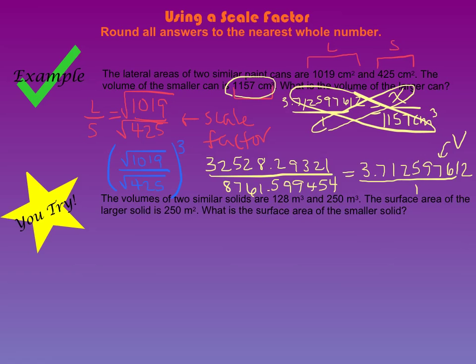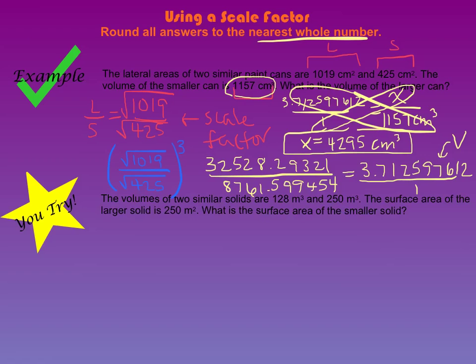So I get x equals, I need to take this number that we just found as our ratio, and I have to multiply it by 1,157. And my answer that I get when I do that is 4,295. The directions say round all to the nearest whole number. It's 0.4, so that's exactly what I need to do, is round down to 95 centimeters cubed. So this right here is my answer.